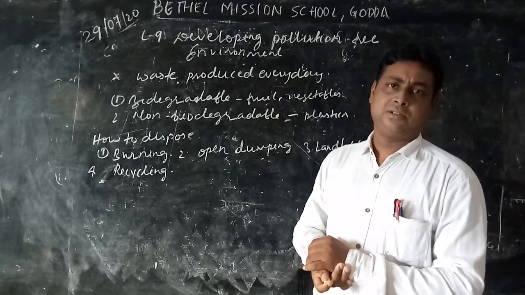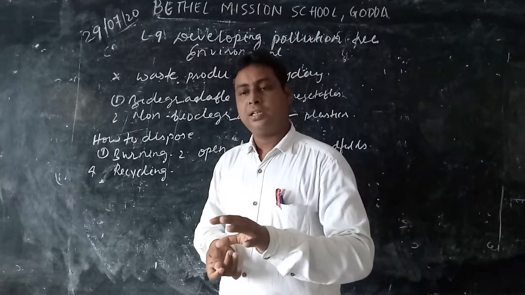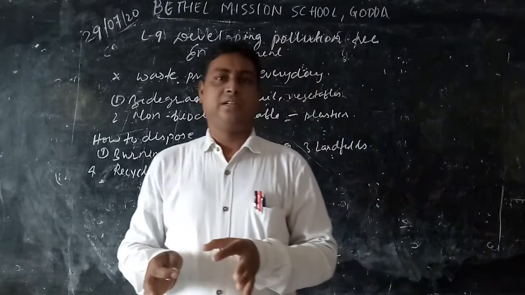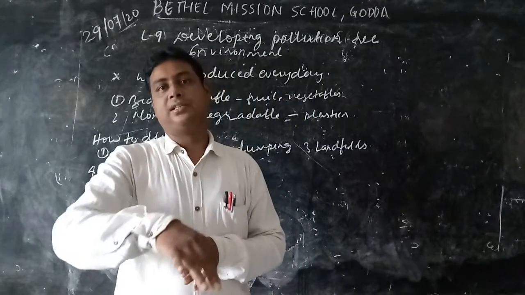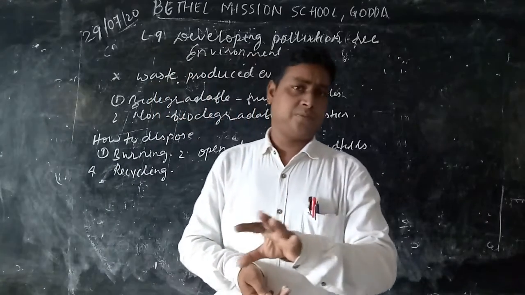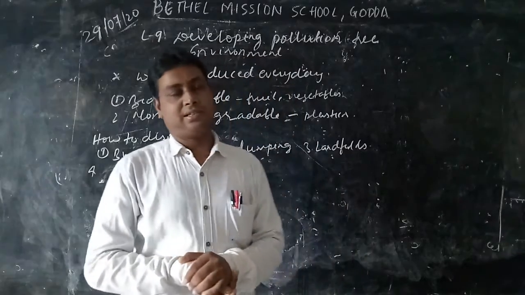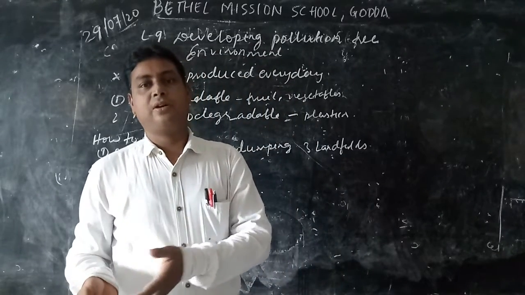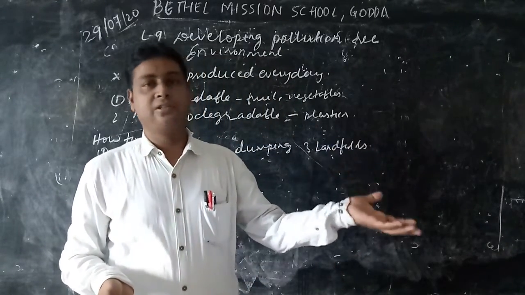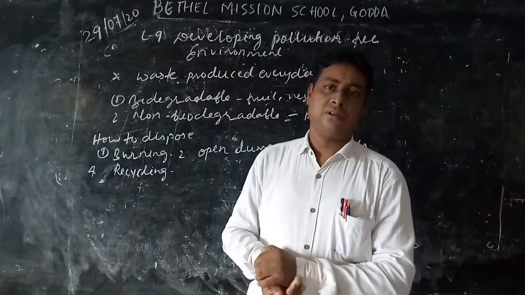the waste. Understand? So dear students, as we know, we all live in our surroundings. The surrounding around us is known as the environment. In the environment there are two types of things: one is living things and another is non-living things. Living things depend on non-living things, and non-living things also depend on living things. So we all depend on each other.